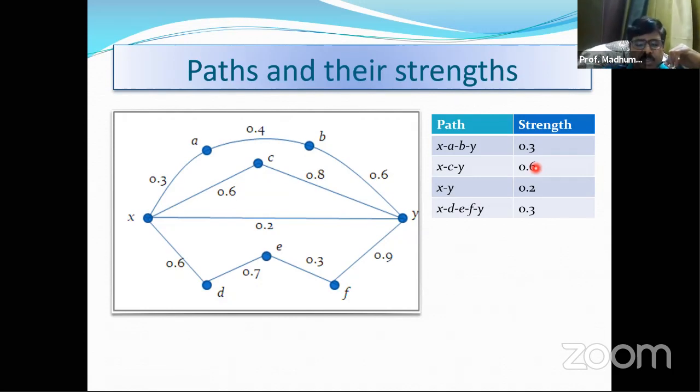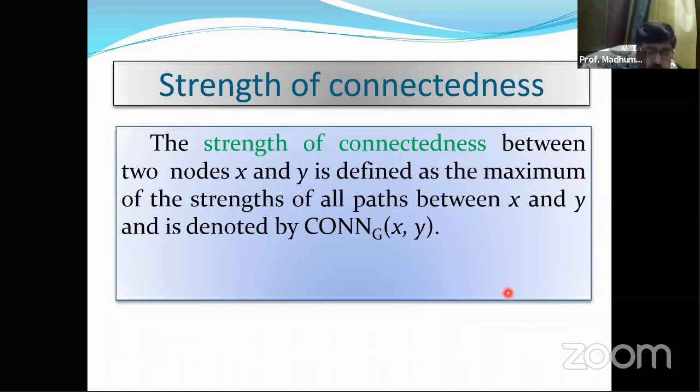So this is the new concept of fuzzy graph theory. This concept is not available in our classical graph theory, but it is available in fuzzy graph theory: the strength of the path, or the strongest path. So the strength of connectedness, that means the strongest path, that degree, 0.6.